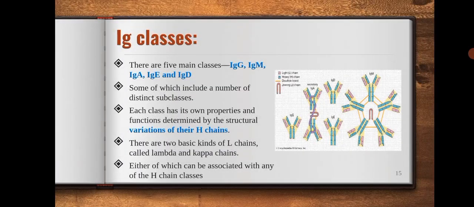Immunoglobulin classes. There are 5 main classes of immunoglobulins, that is IgG, IgM, IgA, IgE and IgD, some of which include a number of distinct subclasses. Each class has its own properties and functions determined by the structural variations of their heavy chains. There are 2 basic kinds of light chains called lambda and kappa chains, either of which can be associated with any of the heavy chain classes.